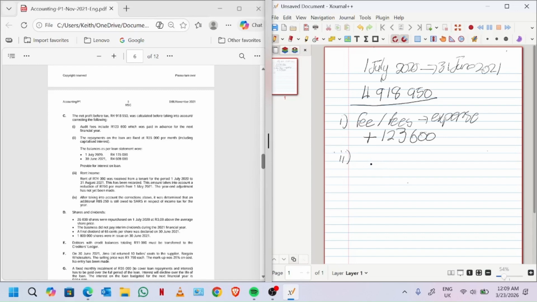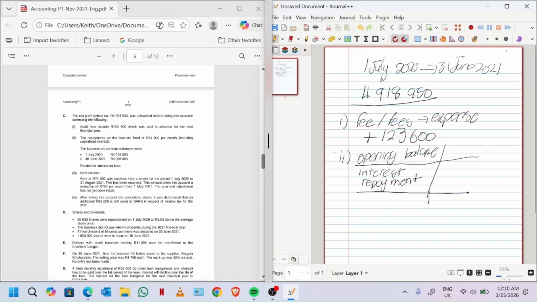For this one, it's very simple because there's a table that you need to memorize. We have the opening balance, interest, repayment, and the closing balance. Interest is added to the opening balance. A repayment is obviously decreasing the loan amount.